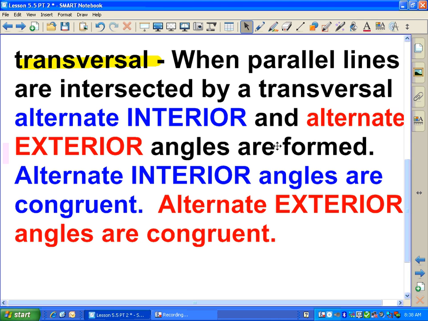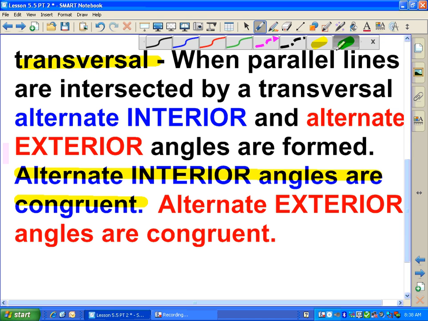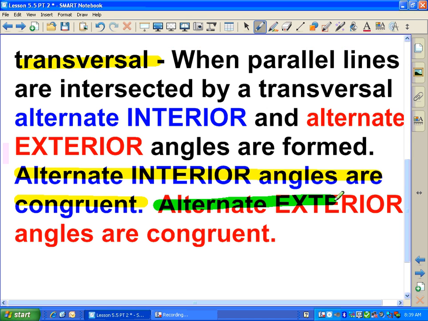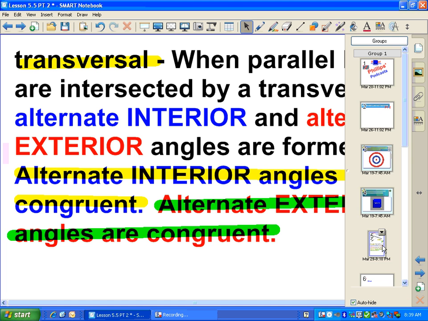Alternate interior angles are congruent. Alternate exterior angles are also congruent. So if you're watching this podcast at home, you might want to pause it to jot down this definition in your notebook or spiral. Alternate interior angles are congruent. Alternate exterior angles are also congruent.